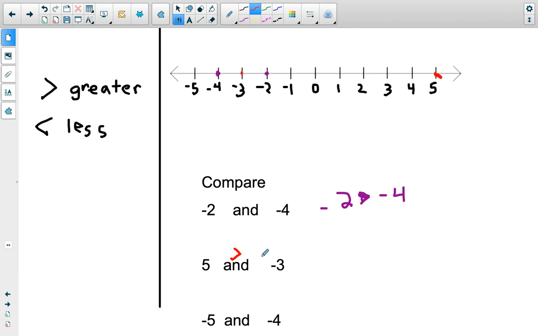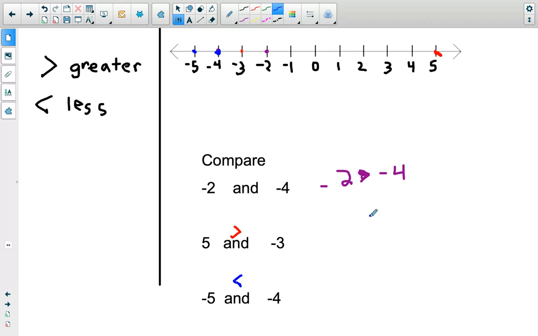What about -5 and -4? Well, -5 here, -4 here. -5 is less than -4. It's further to the left.